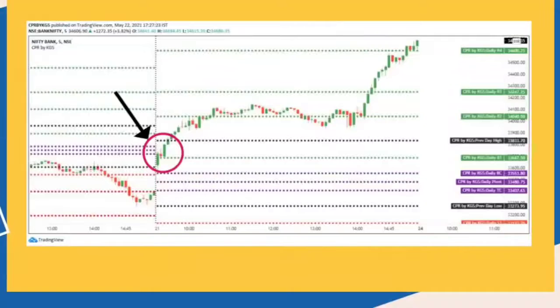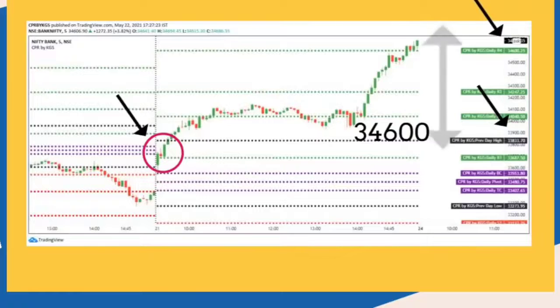Here, the candles opened above current day resistance 1 and previous day high, and the entire day was highly trending. You can take your long position around this region. You can either go long in futures or buy a call option. Initially, the price was 33,600, and at the end of the day it was around 34,600, almost a 1,000 point rally.